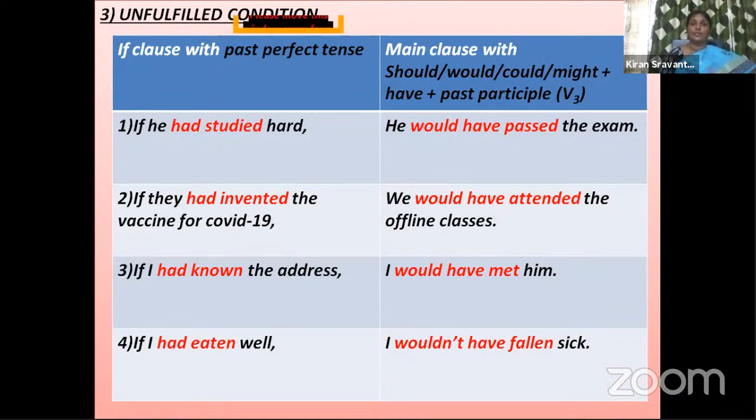Then the third kind of conditional sentence, that is the unfulfilled condition. If clause with past perfect tense. If he had studied hard, that didn't happen. In the main clause, should or would or could or might plus have plus past participle. If he had studied hard, he would have passed the exam. If they had invented the vaccine for COVID-19, we would have attended the offline classes. If I had known the address, I would have met him. If I had eaten well, I wouldn't have fallen sick.